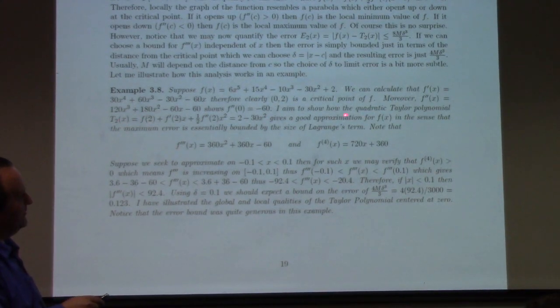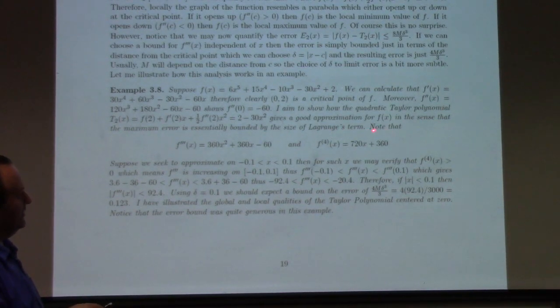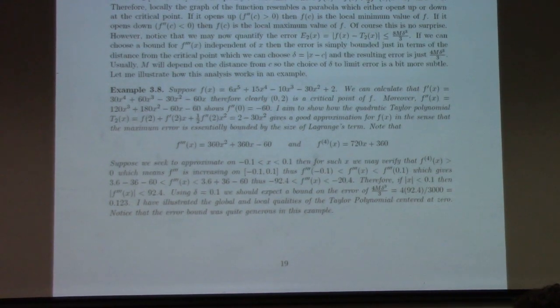I said I'm going to show that the quadratic Taylor polynomial T2 of x is this. It gives a good approximation for f of x in the sense that the maximum error is essentially bounded by the size of Lagrange's term. So if I'm using the quadratic Taylor approximation to talk about the function, the error in that is bounded by the third derivative, by Taylor's theorem with Lagrange's form of the remainder. So I calculate the third derivative to be this, and the fourth derivative is that.